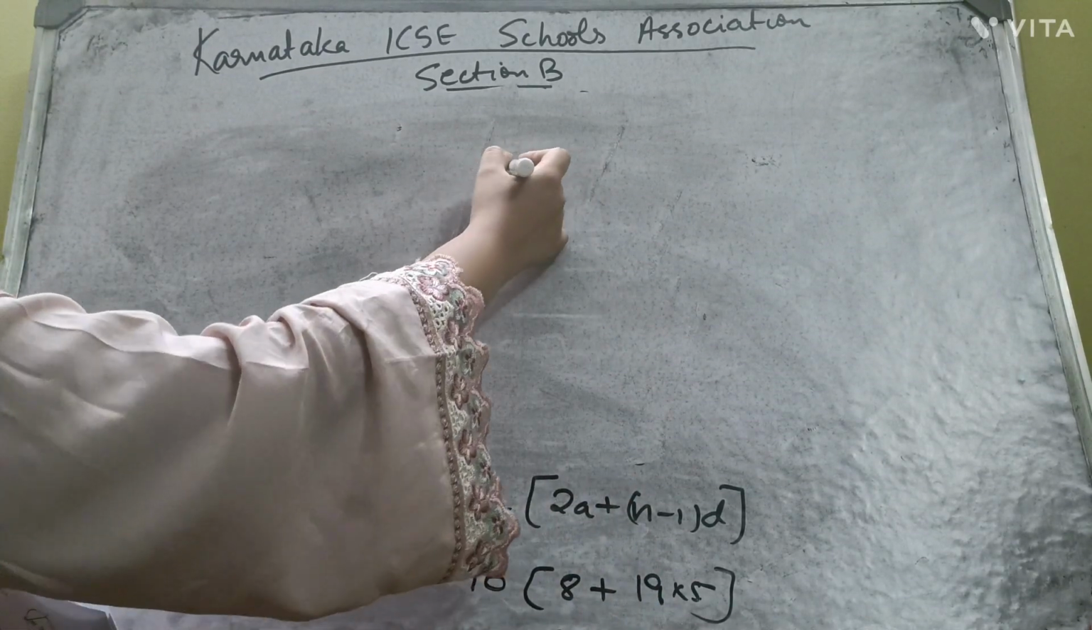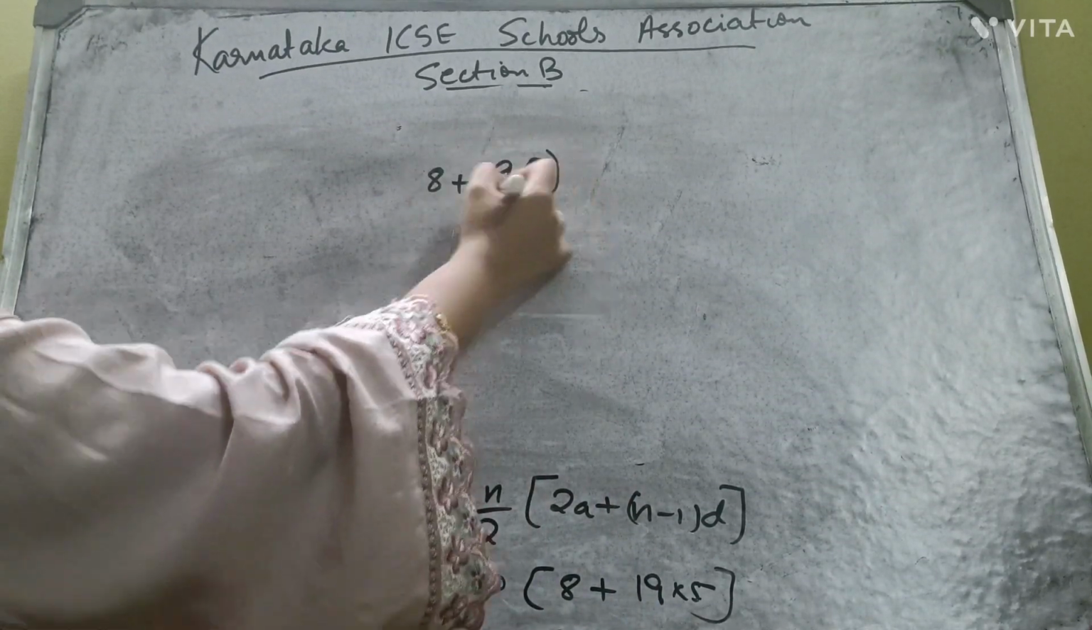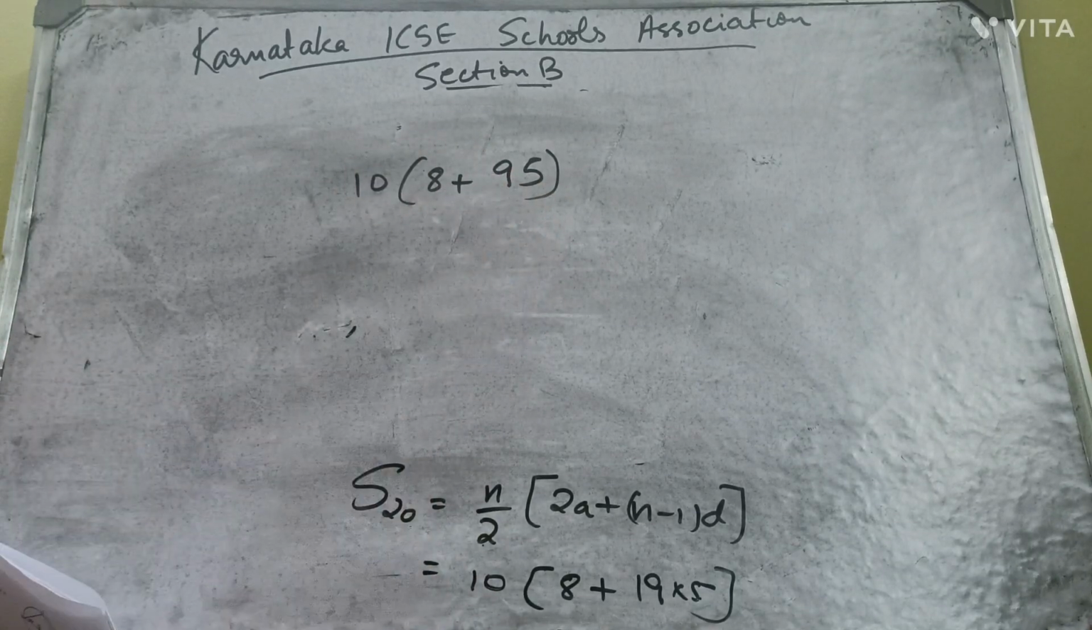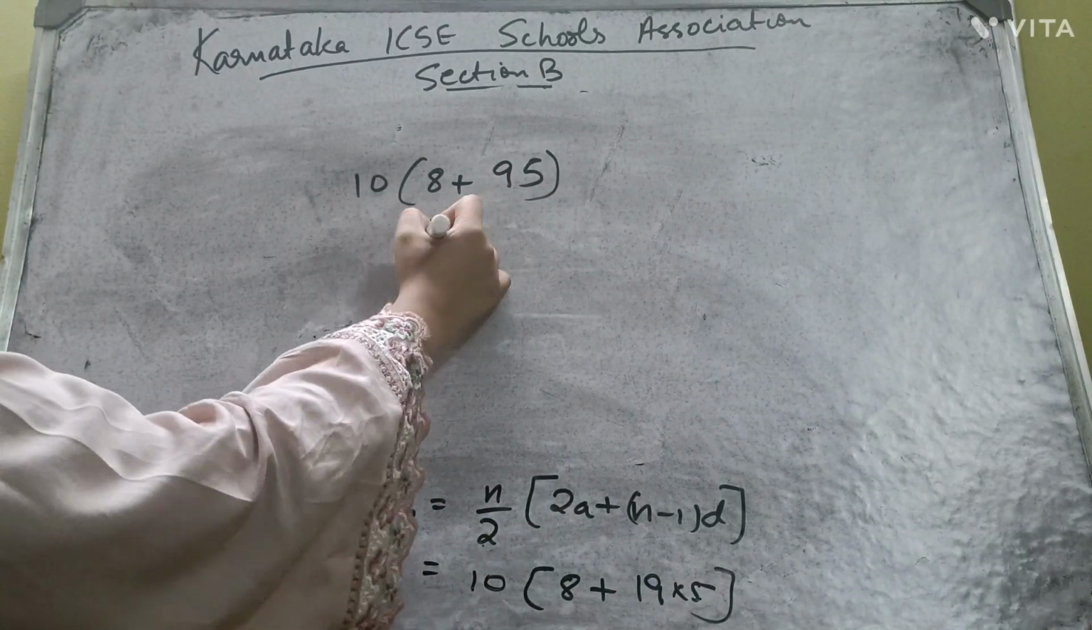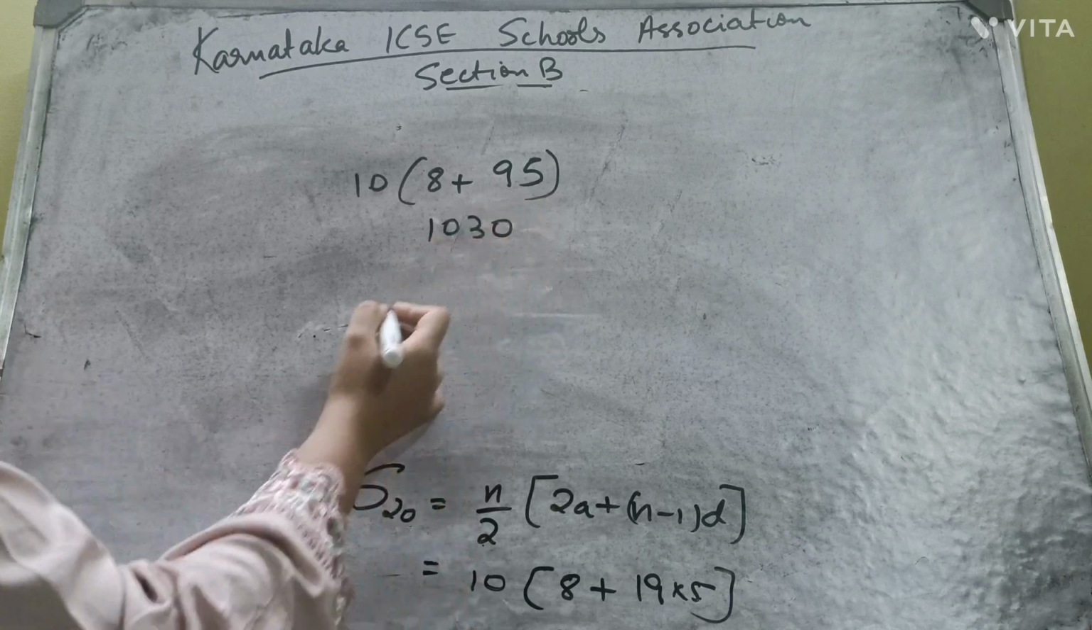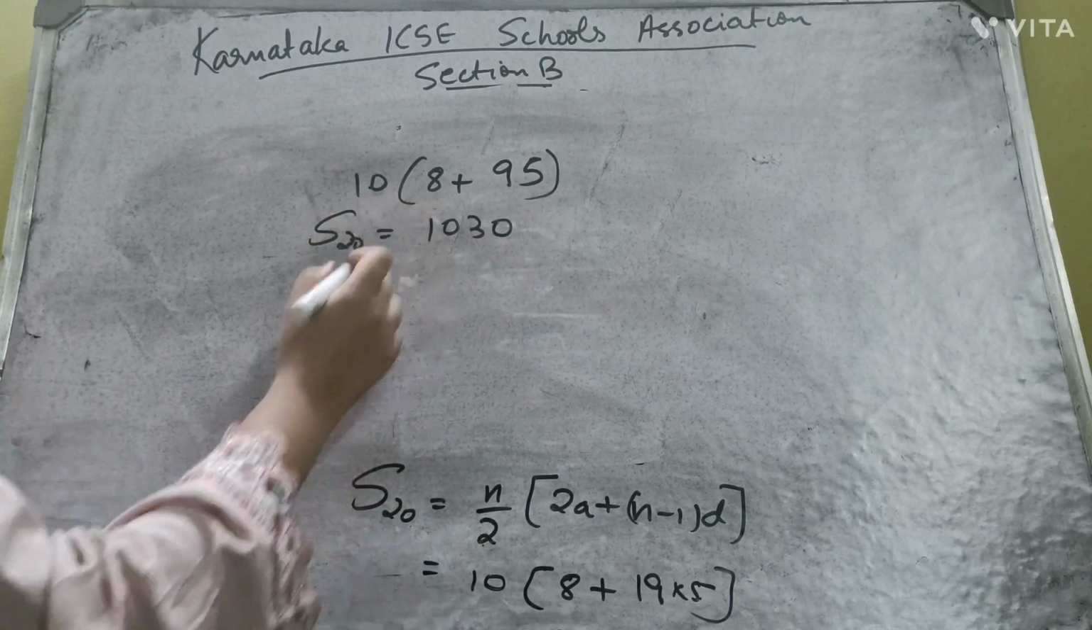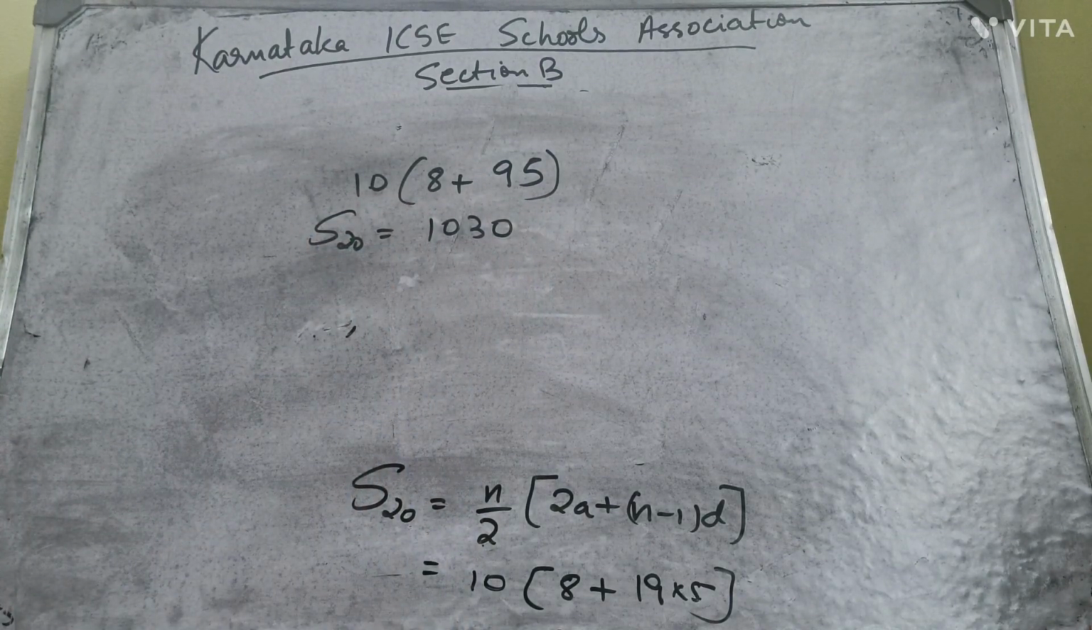Multiply that, 5 9s are 45, 5 1s are 5 plus 1, 95 plus 8 into 10. 95 plus 8 is going to be 103, multiply into 10, so 1030 is the sum of first 20 terms.